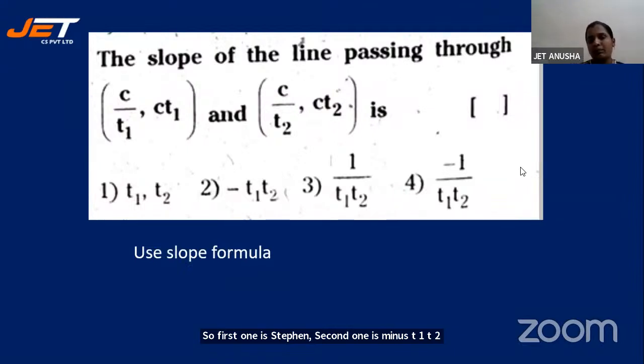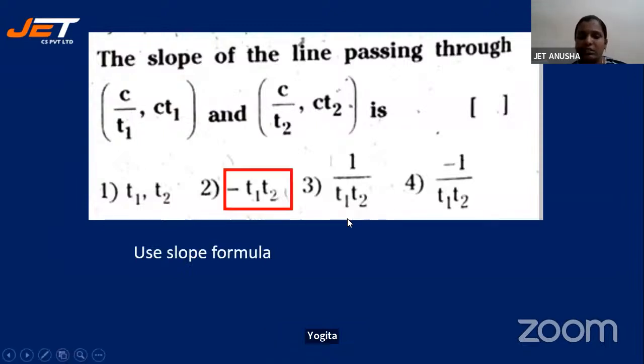Varsha gave me 3. Monica 4. Ashwin 3. Ashwin, I think you can give me only once. Amulya 3. Akshaya 4. Taruni 3. Yogita 3. Jessica 3. So let's see what is the correct answer. The answer is 2, -t1 t2. Few gave me the correct answer. But remaining, please check your calculations now.